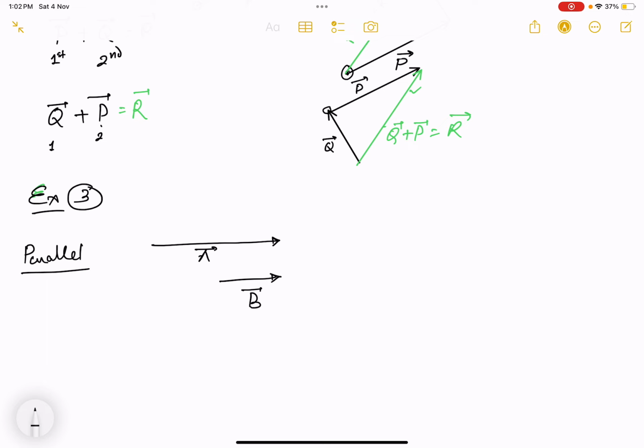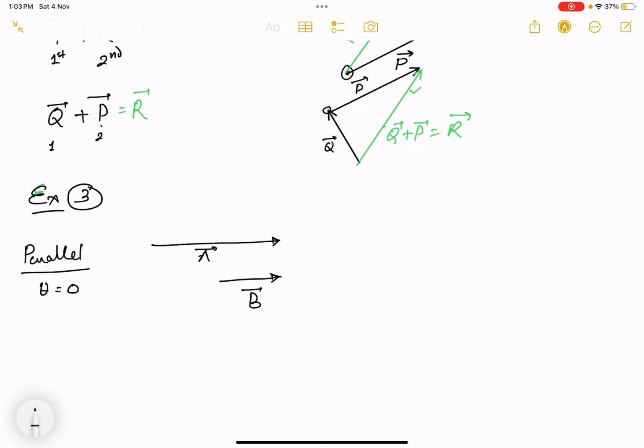What is the angle between them? Theta. Angle between them, theta, is 0 because they are pointing in the same direction. These are parallel vectors. They are not equal vectors. For equal vectors, one more condition is required. They should be equal in length also. But these are not equal in length. These are same in direction.